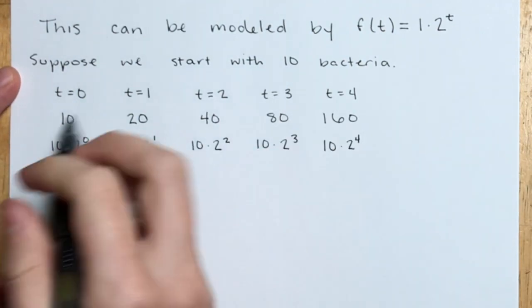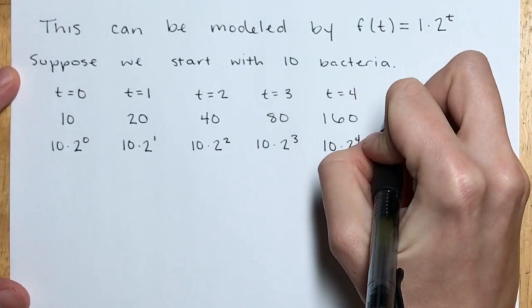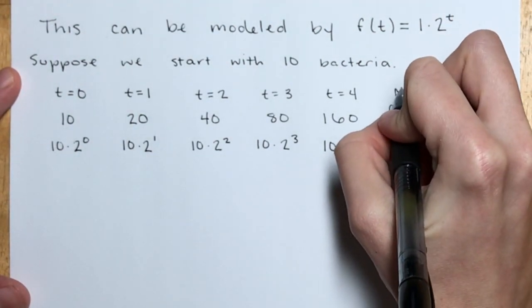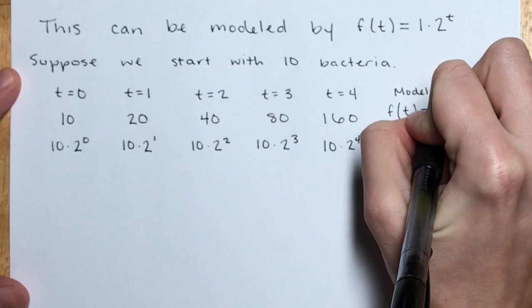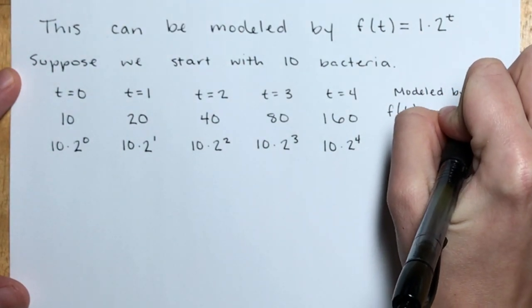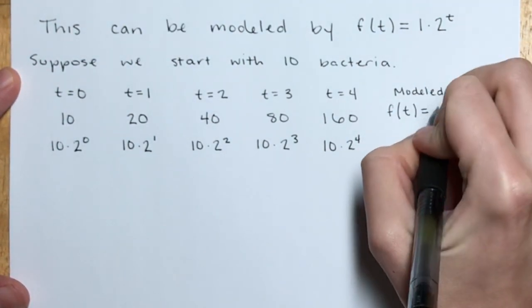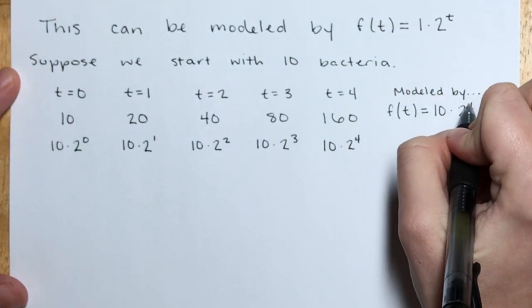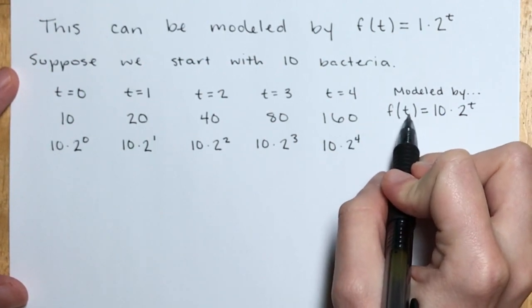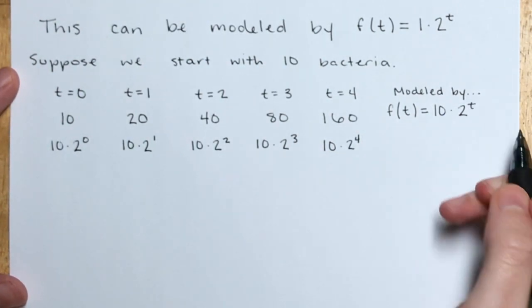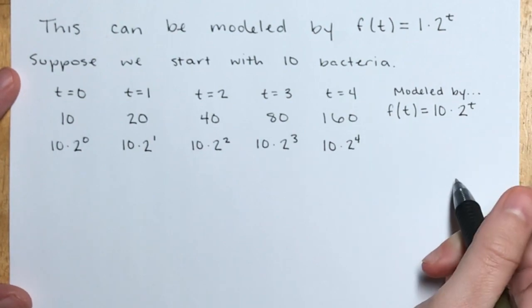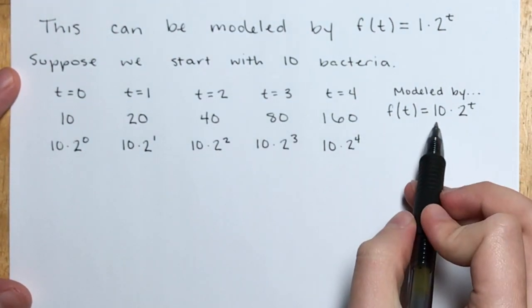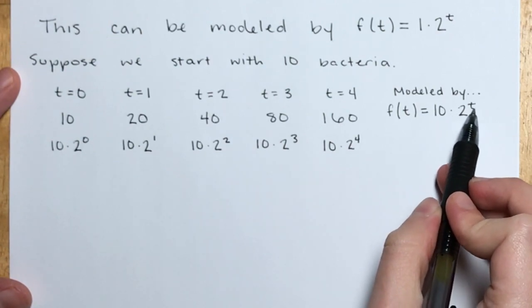So looking at this, how do you think we can model this equation? This is modeled by the number that we started with times 2 to the number of times that we've doubled, right? So at time t, we've doubled t times. The number of hours that have passed is the number of times that we have doubled. So we're starting with 10, and it doubles t times.